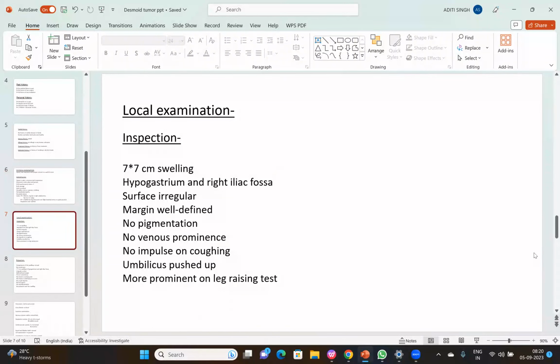Surface appears irregular. Margin appears well defined. There is no pigmentation over the skin, no venous prominence, no impulse on cuffing over the swelling. Umbilicus slightly pushed upward. The swelling becomes more prominent on leg raising test.